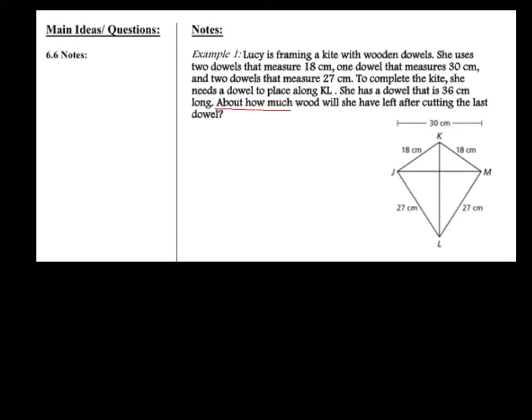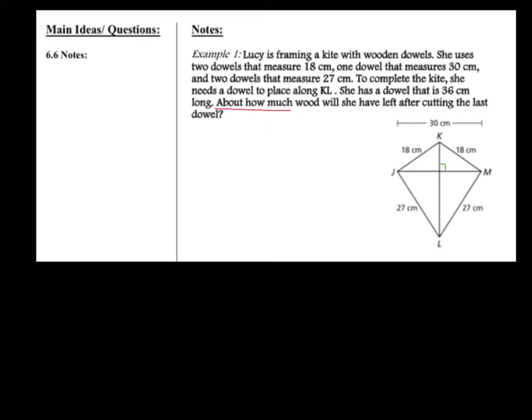So what you're supposed to already know about kites is that these diagonals are perpendicular. So since they're perpendicular, we know that we have 4 right triangles, which should kind of tell you that you should be using Pythagorean Theorem.